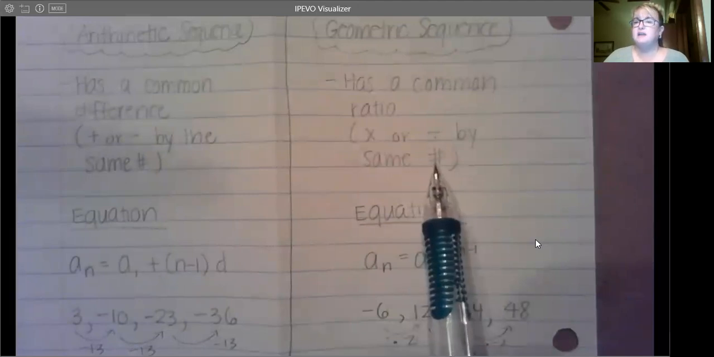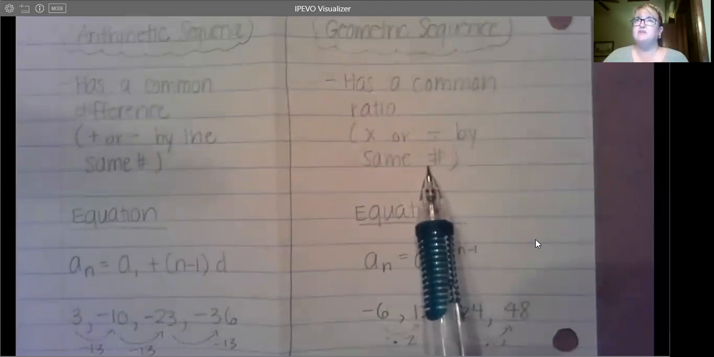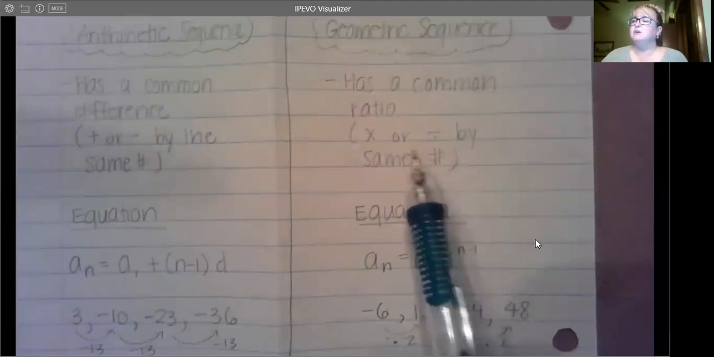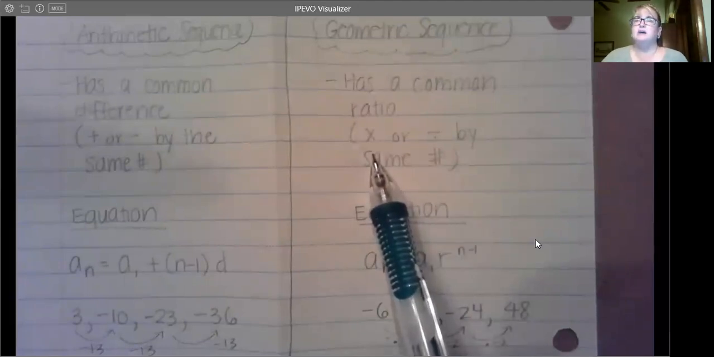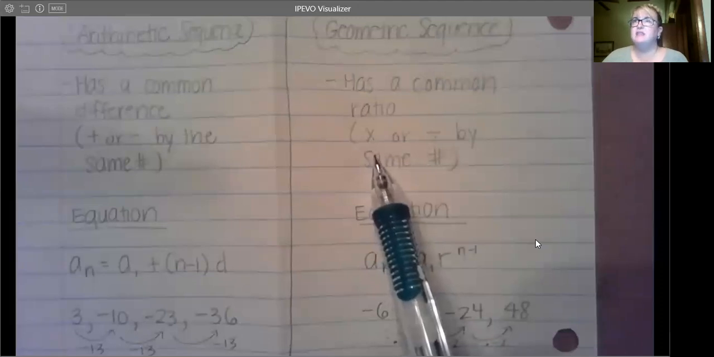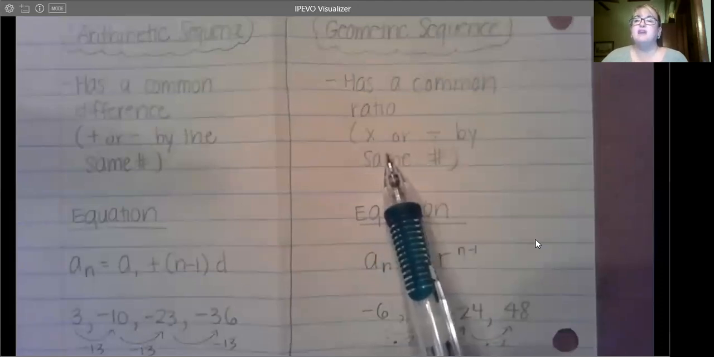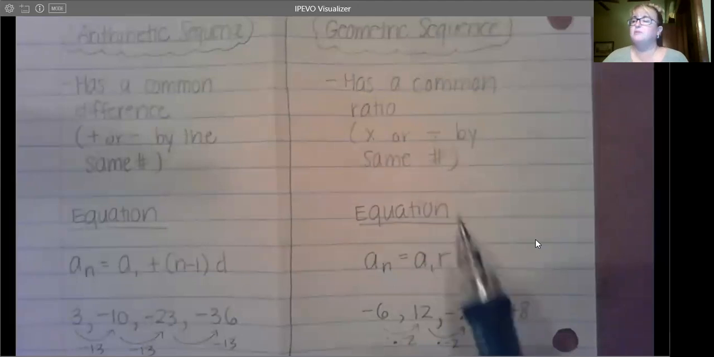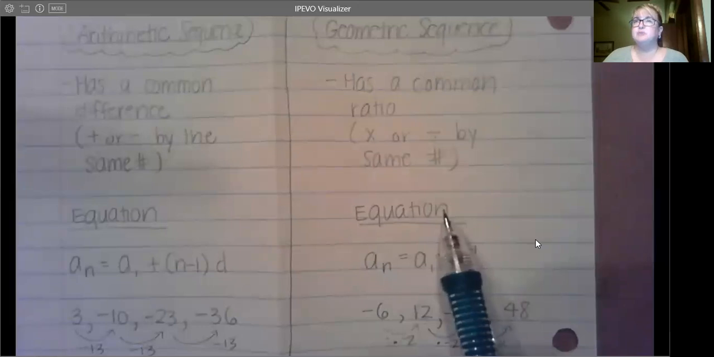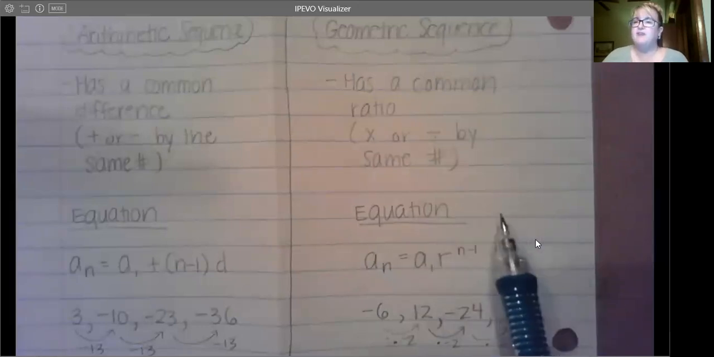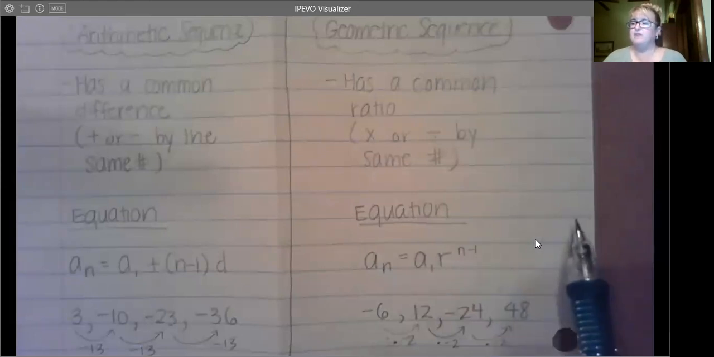Now, up here I said divide by the same number. If you're dividing by something, if your numbers are getting smaller, you're multiplying by a fraction. So let's say you've got 20, then 10, then 5. We are dividing by 2 each time. Well, the common ratio is 1/2 because 20 times 1/2 is 10. 10 times 1/2 is 5. 5 times 1/2 is 2.5. So the ratio needs to be your multiplier, okay?